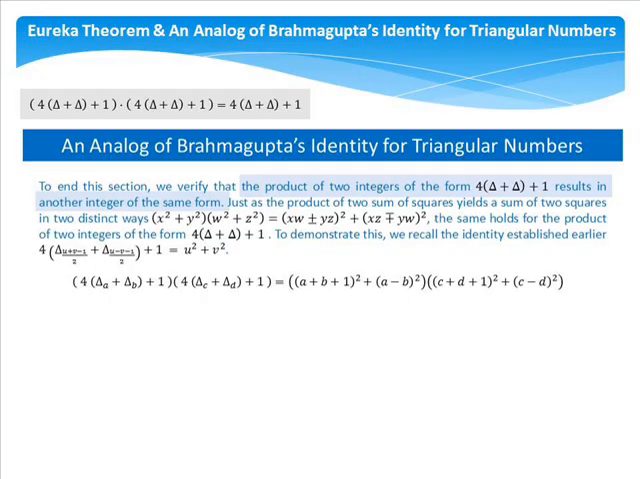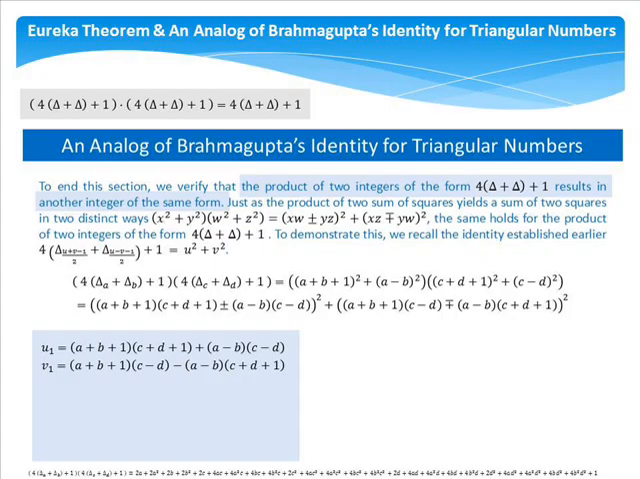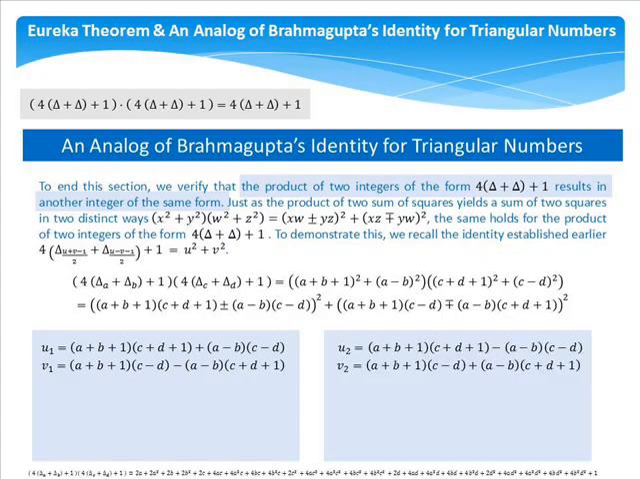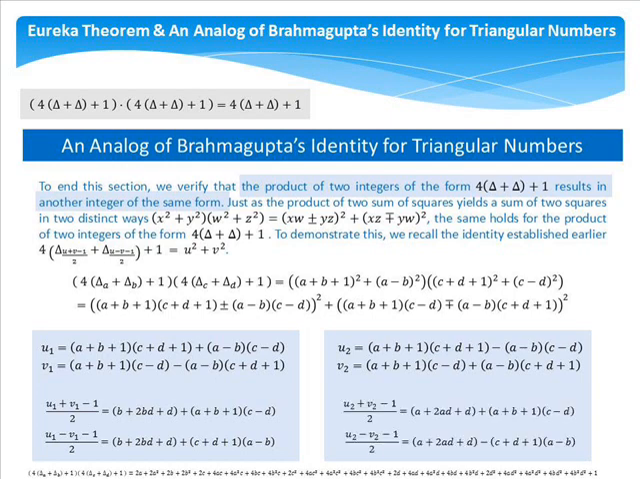Brahmagupta's identity shows that the product of two sums of two squares remains a sum of two squares in two distinct ways, yielding pairs u sub 1, v sub 1, and u sub 2, v sub 2. From these, we compute (u sub 1 plus v sub 1 minus 1) over 2, and (u sub 1 minus v sub 1 minus 1) over 2, and the same for u sub 2, v sub 2.